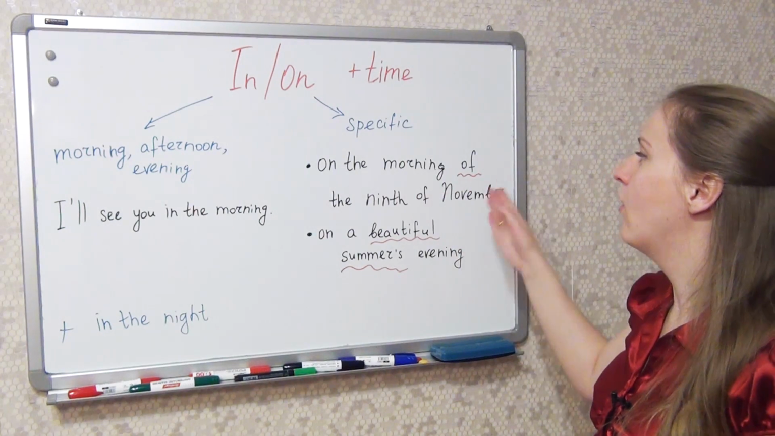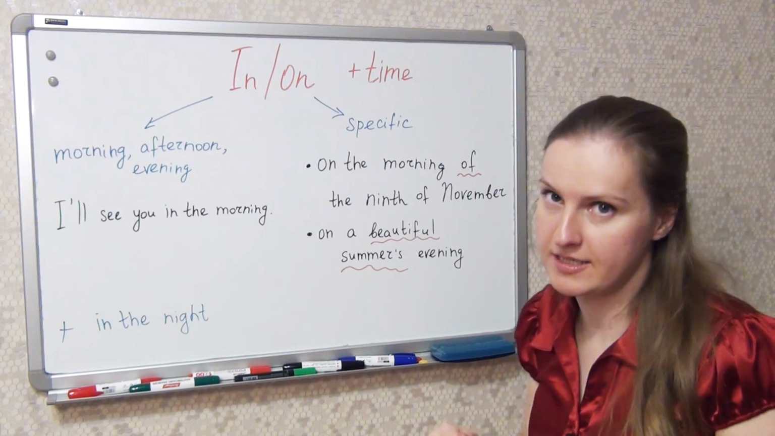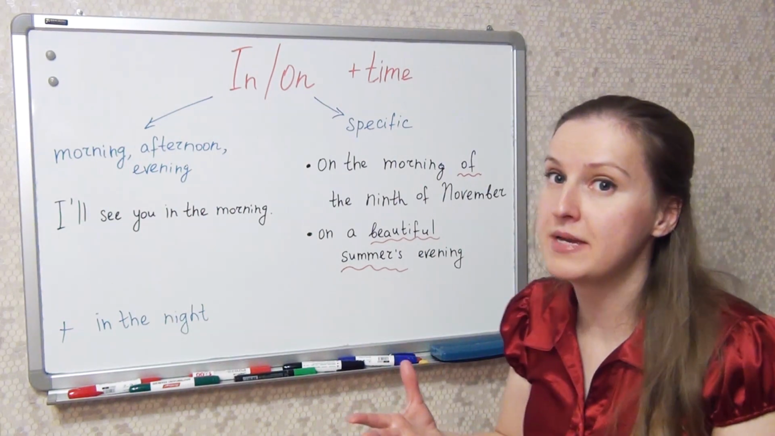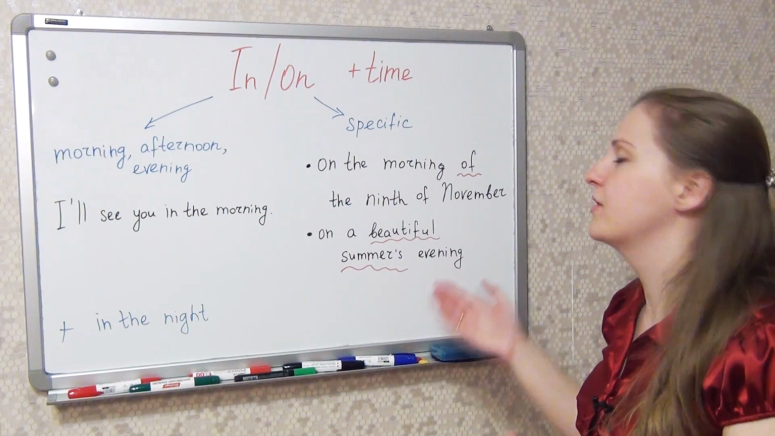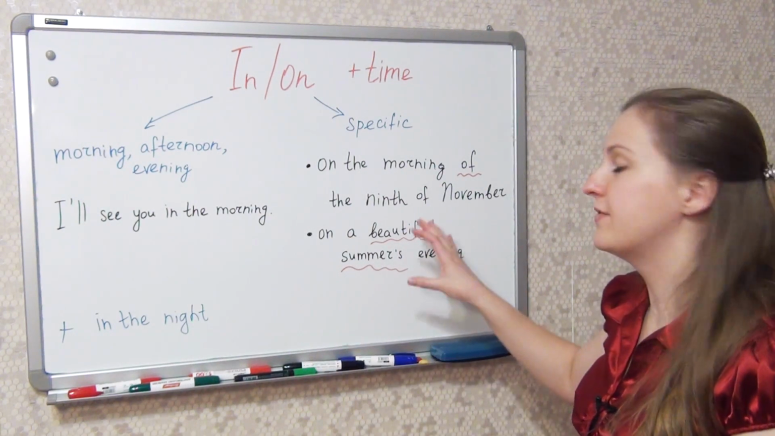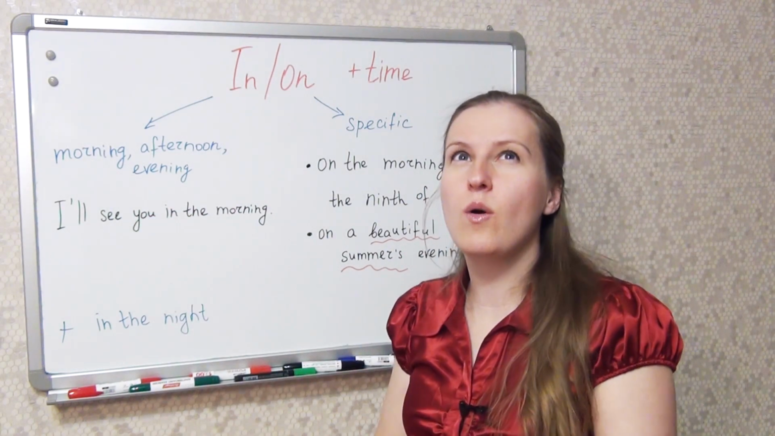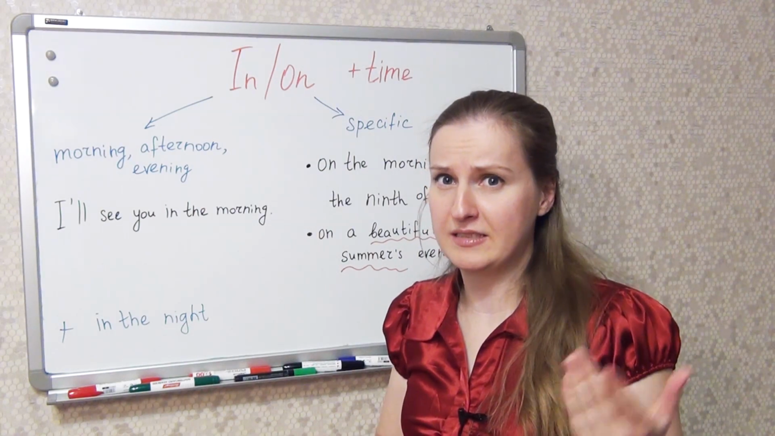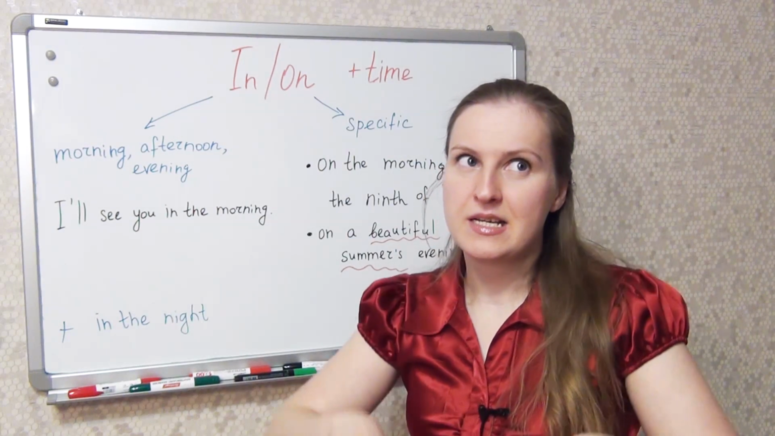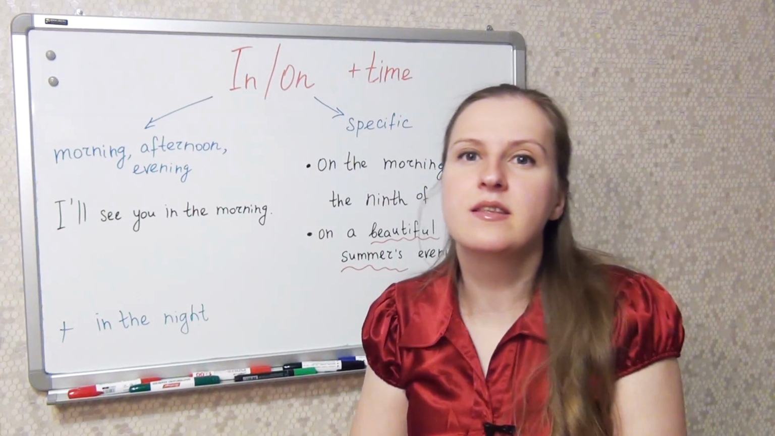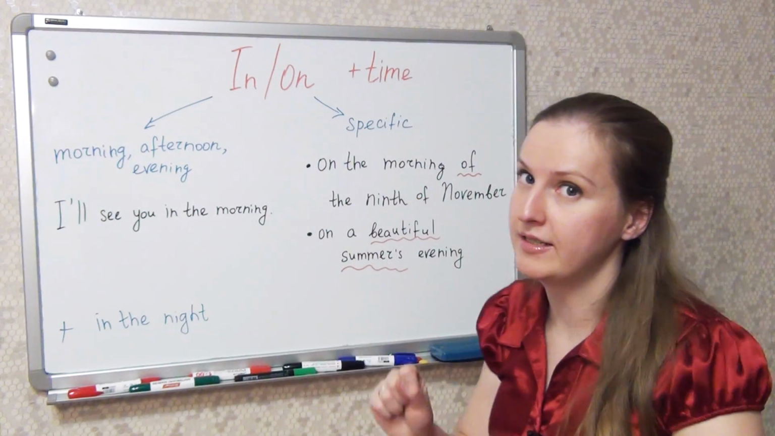On the morning of the 9th of November. Here you name the date. You give some additional information. That's why on. On a beautiful summer's evening. Once again, you give some extra information. And I'll see you in the morning, even though I presuppose a specific morning, tomorrow. Still, we say in the morning, because this is speaking in general, nothing very specific about it. And here we have some extra information.